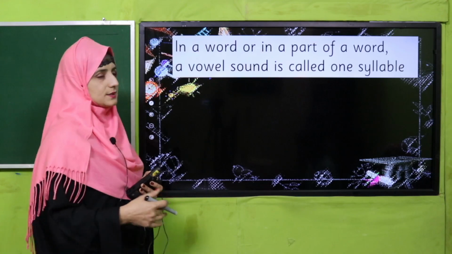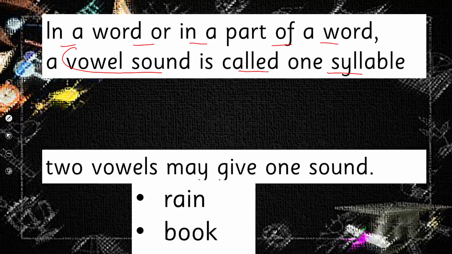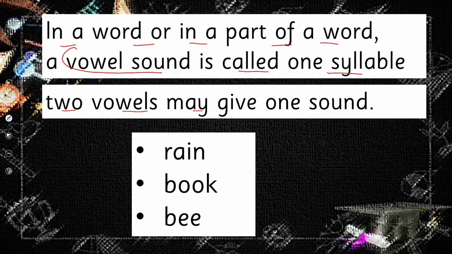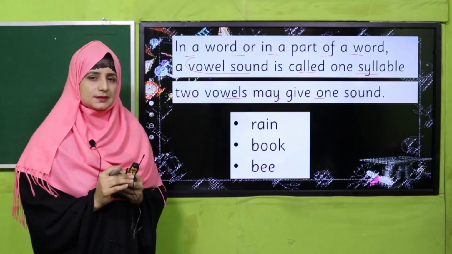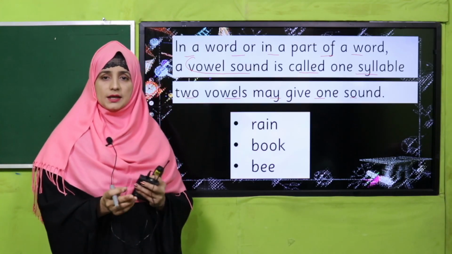Next, what is a syllable? Let's see. In a word or in a part of a word, a vowel sound is called one syllable. Two vowels may give one sound. So my dear students, what is a syllable? A syllable is a part of a word where we get a vowel sound.